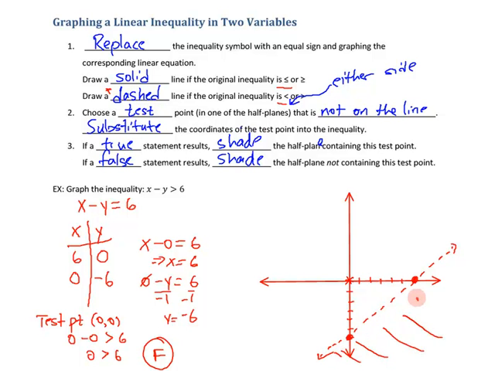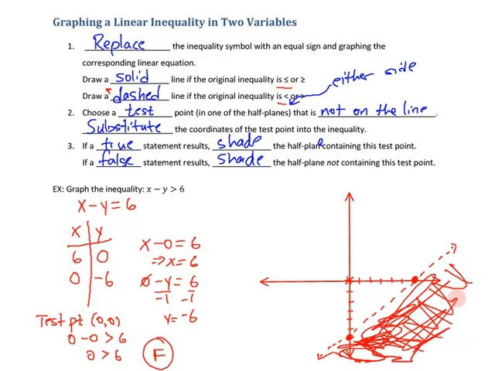So all of this side, if I were to shade it, right, everything beneath that line shaded. That's my wonderful shading job that I can do with my pen here. That is the solution set, everything beneath here. Okay? That is how we graph the linear inequality.